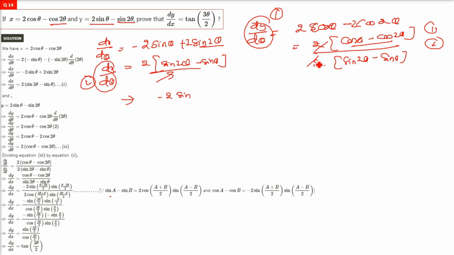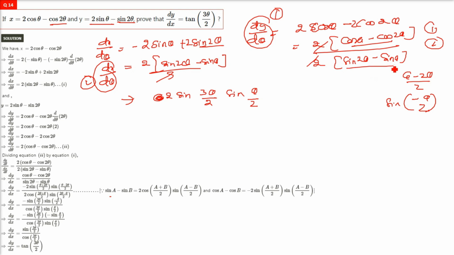So minus 2 sin(3 theta by 2), and then here we have sin((theta minus 2 theta) by 2). That is sin(minus theta by 2). And we already know sin minus theta is minus sin theta. That we already remember. So minus is already outside. Minus will come outside from sin(minus theta by 2), so minus will become plus. So numerator will become 2 sin(3 theta by 2) sin(theta by 2).